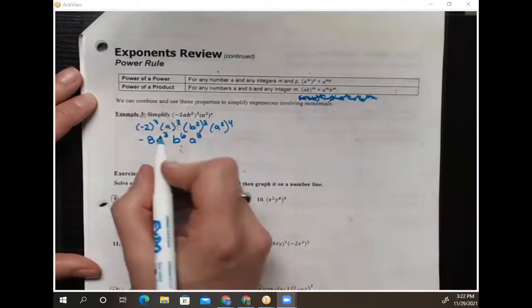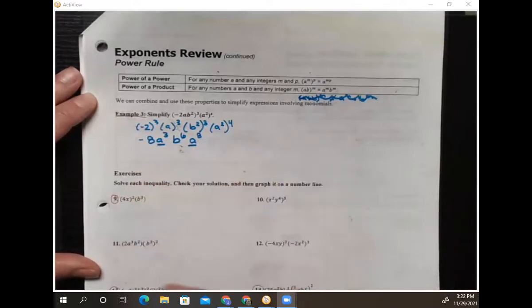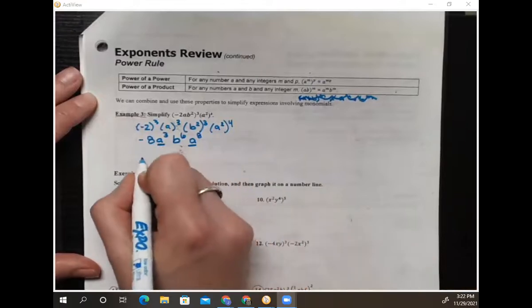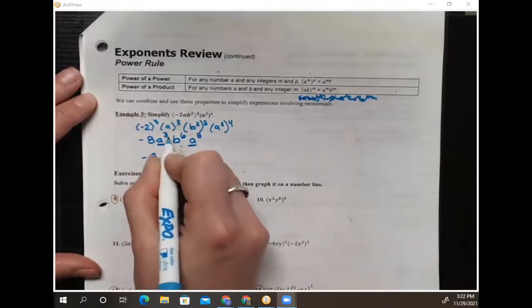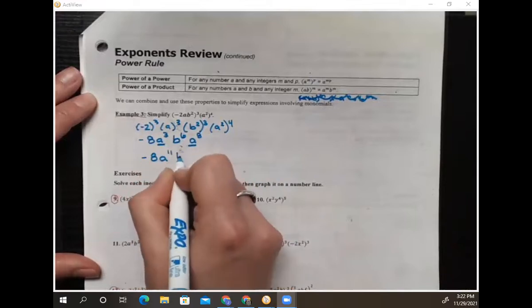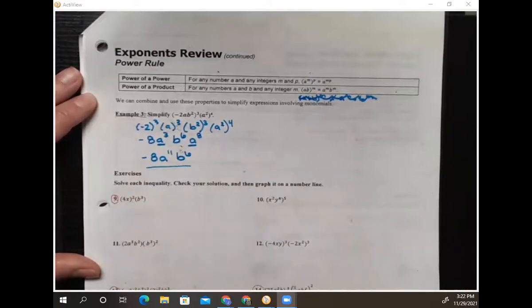The last thing I want to do here is combine my like terms. So I'm multiplying things that have the same base, so we add their exponents like we did on the last page. So I would have -8 times a to the 11th, 3 plus 8 is 11, times b to the 6th. And there's my final answer. We'll do a few more examples on this page.